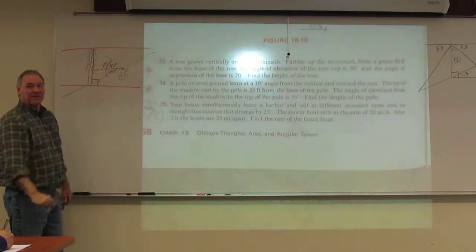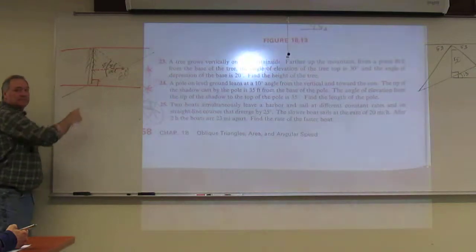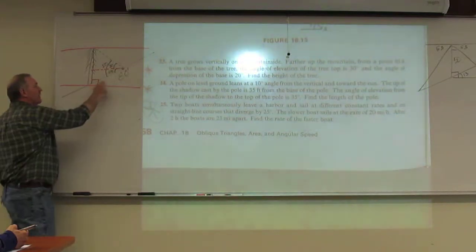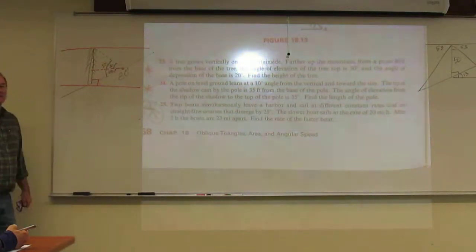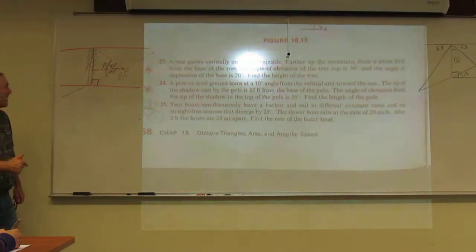Says the tree grows vertically, right? Mm-hmm. Okay. Do we know this angle? Yeah. Okay. What would it be, Declan? What's this angle right here? It'd be 70 degrees? Close, you're getting there. It's not.